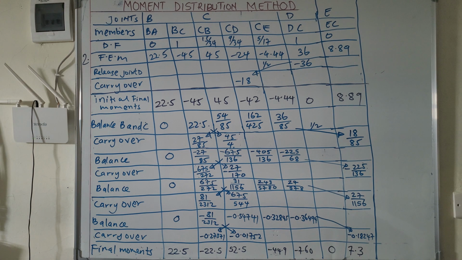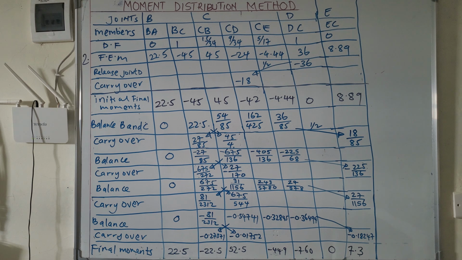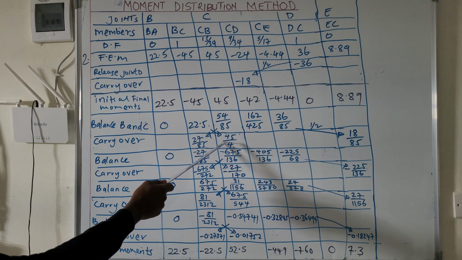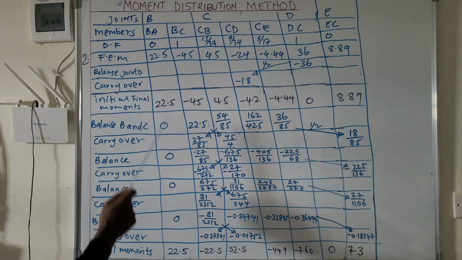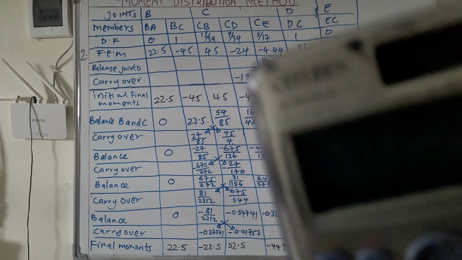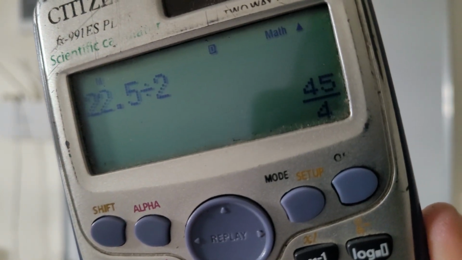The opposite member of BC is CB. So you carry a half of this 22.5 to the opposite member, which is CB. So you take 22.5, you divide by 2. So the answer is 45 over 4. 45 over 4, as you can see.